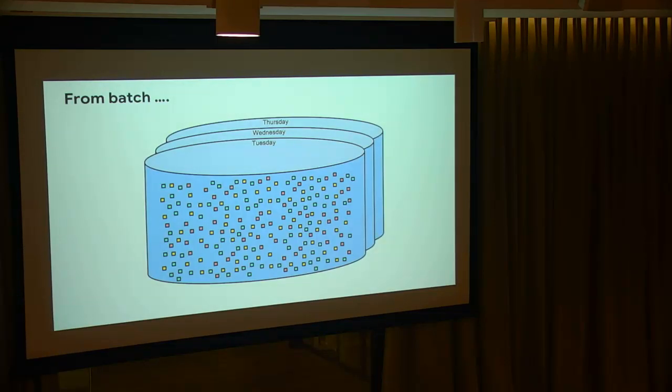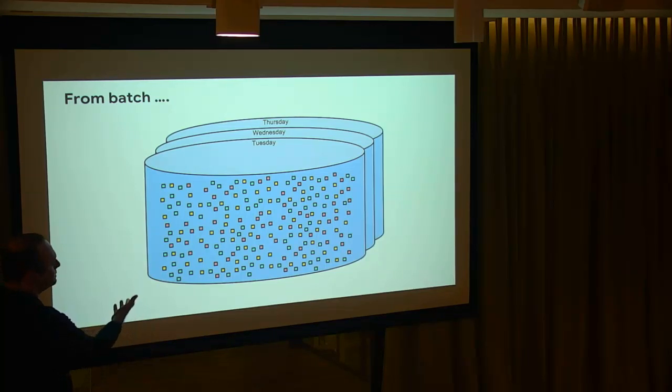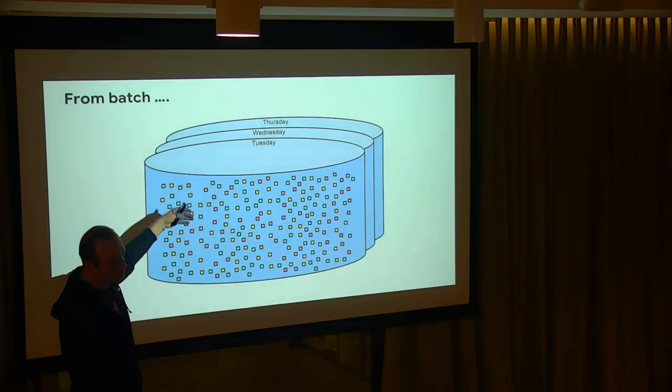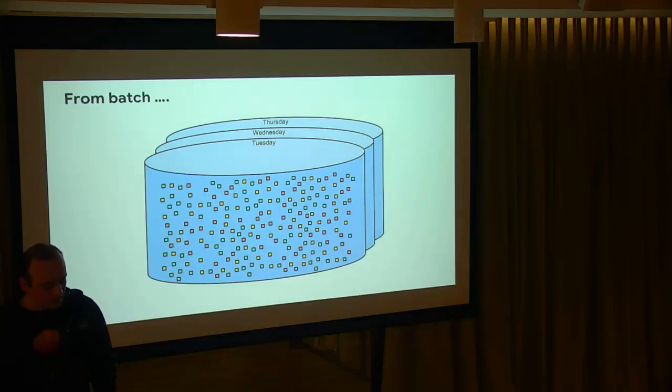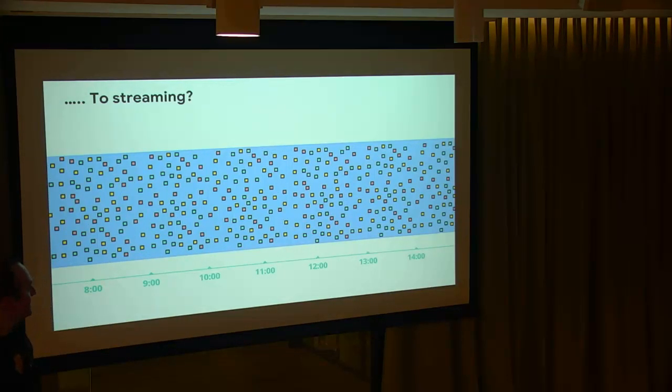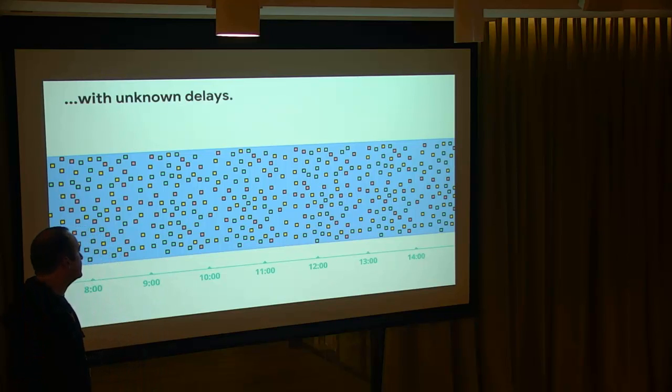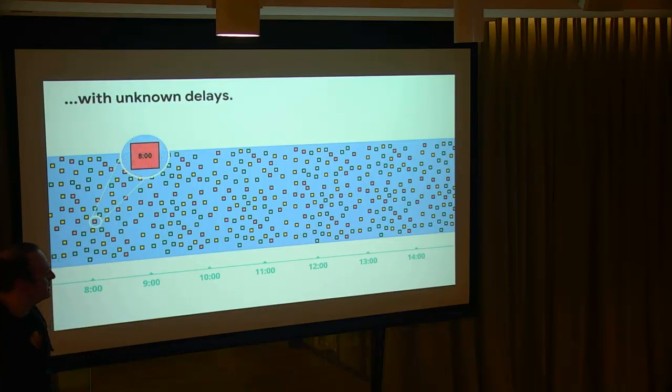The way I got there is by going from batch, which looks like this, because you have a bunch of files. Here it's per day, I had per hour, it doesn't really matter. You just want to go to this, and data keeps on going and going and going. And how does this work? Well, you can have some delays, so things will be different when you do streaming.